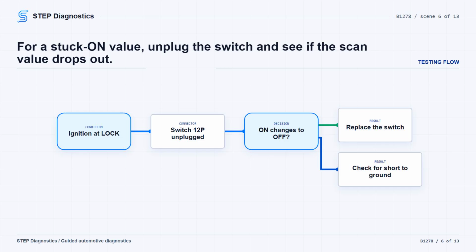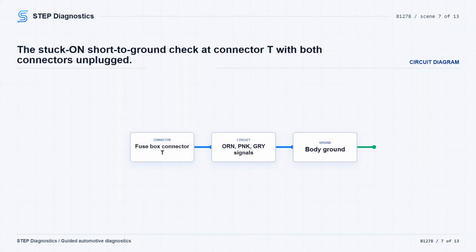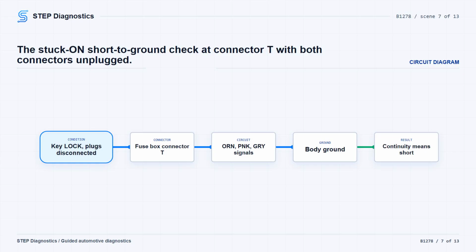Keep going and check the signal wires for a short to ground. With the ignition switch at lock 0, the combination light switch 12P connector disconnected, and underdash fuse and relay box connector T, 20P disconnected, check continuity to body ground on the affected switch signal circuits one at a time. Check H/L OFF SW from underdash fuse and relay box connector T, 20P no. 1, ORN to body ground.